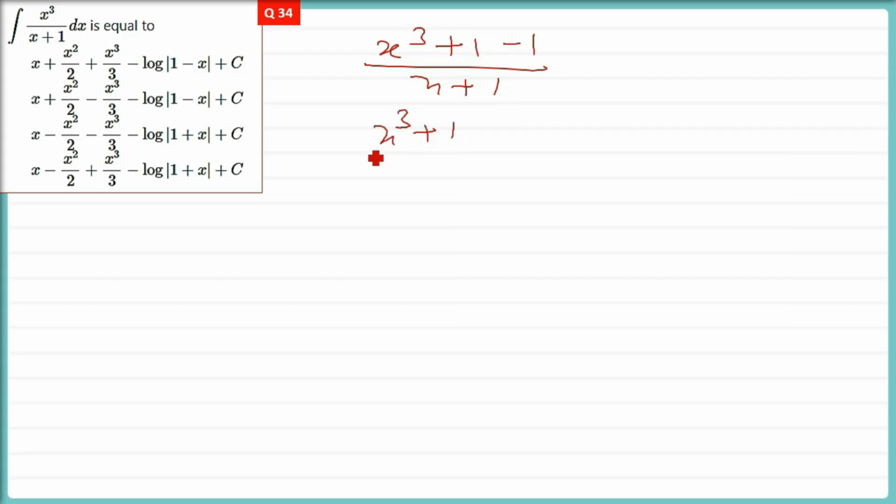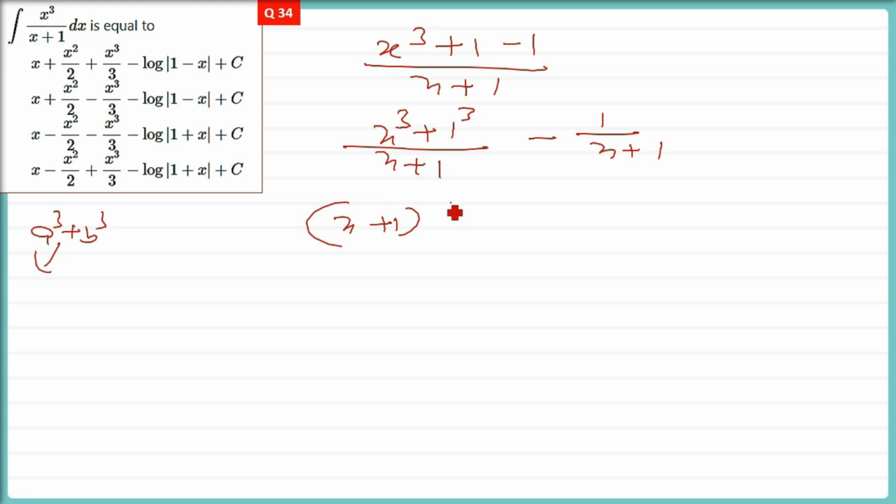How do we do that? X cube plus 1 divided by x plus 1, and just assume that it is 1 cube only, minus 1 by x plus 1. Now a cube plus b cube, you already know the formula. I'm just writing the formula directly because you are quite aware. I'm just changing this to x cube plus a cube. X we will take as x, a we will take as 1. It will be x plus 1, x square minus x plus 1. In the denominator you have x plus 1, minus 1 by x plus 1. So just cancel these two. X plus 1 gets cancelled. Minus 1 by x plus 1 is here.